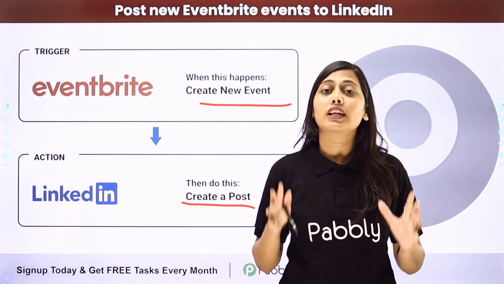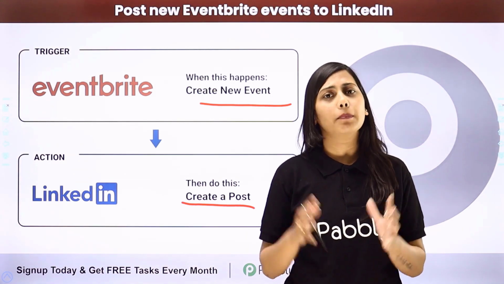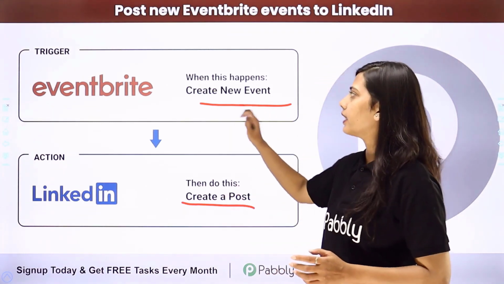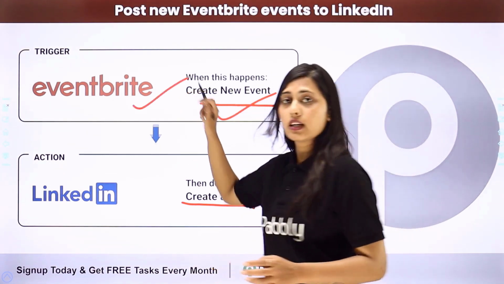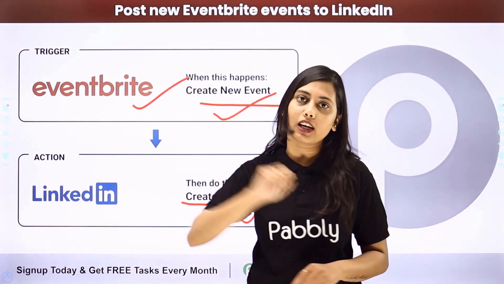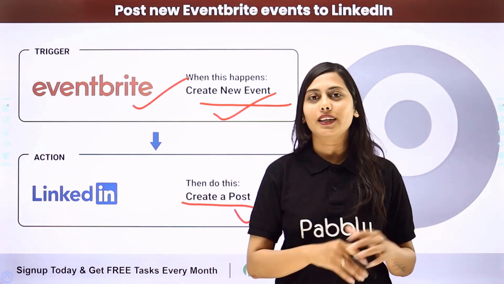But let me tell you, you can actually automate this process using Pabbly Connect. We will create an integration such that our trigger will be creating a new event in Eventbrite, and then our action will be creating a post for this event in your LinkedIn account. So let us learn how to do it.